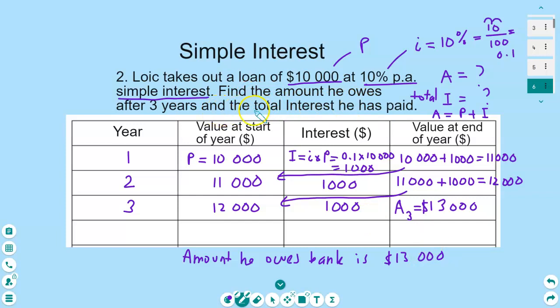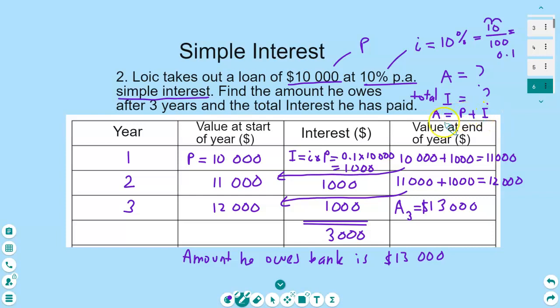They're asking for the total interest he has paid. Total interest he has paid. Well, you can sum up this column, right? There's a few ways to do it. The total interest he's paid is 1,000 plus 1,000 plus 1,000, 3,000.